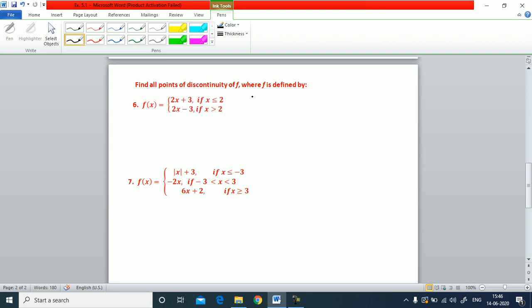So what do we know? We know very well for x strictly greater than 2 and x strictly less than 2, the nature of the function is a polynomial function. f(x) is a polynomial function and hence continuous.